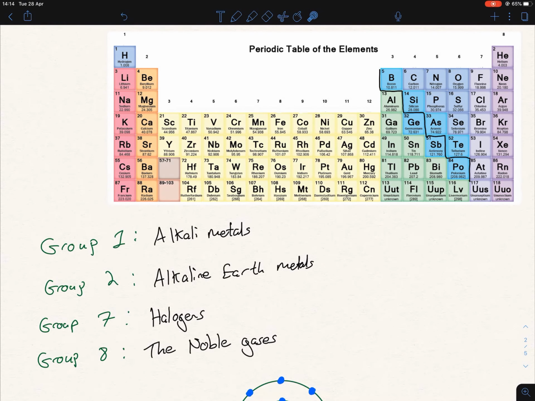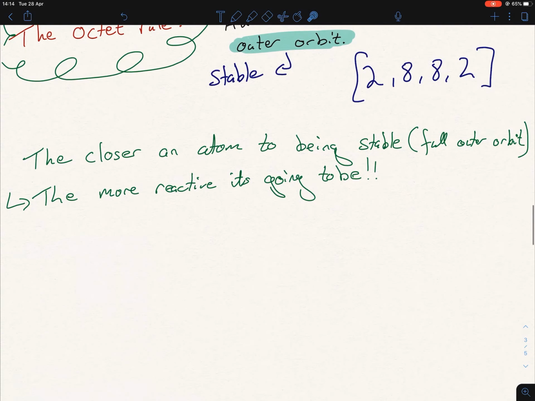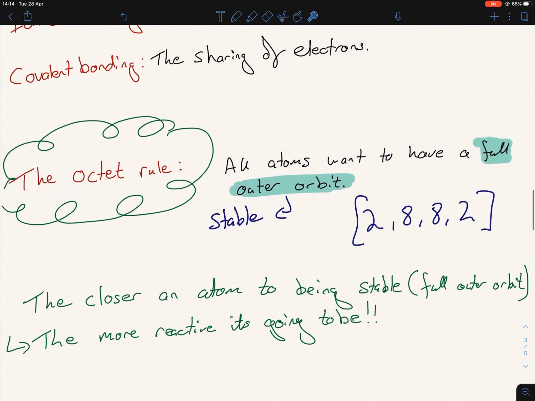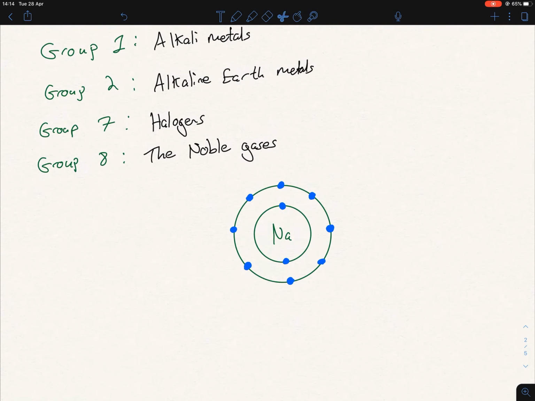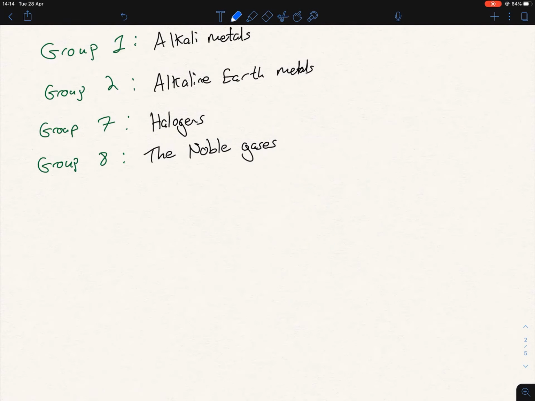And the reason they're reactive is because they're so close to becoming stable. Remember what I was saying down over here? The closer an atom is to being stable, full outer orbit, the more reactive it's going to be. So if I pick boron now for argument's sake, and this is going to be my last example for these, I think. We'll say boron now. I knew that would happen.